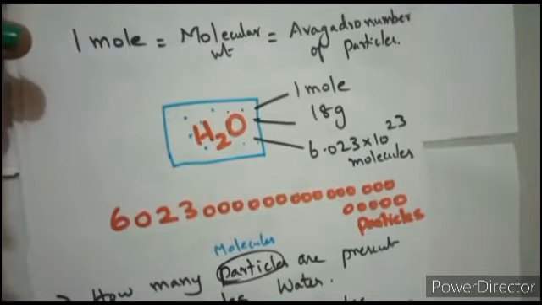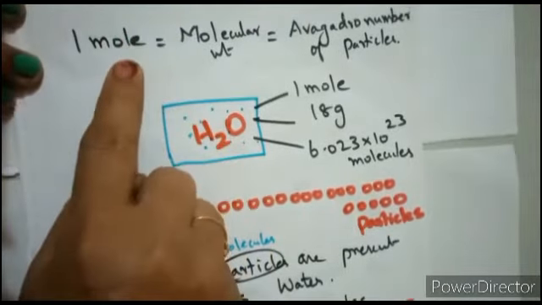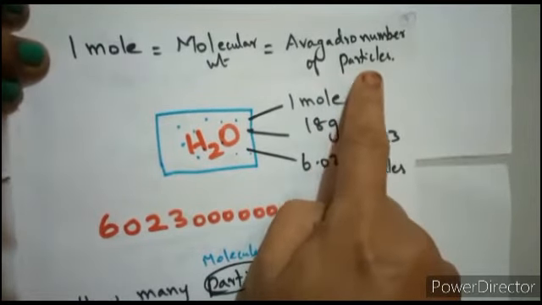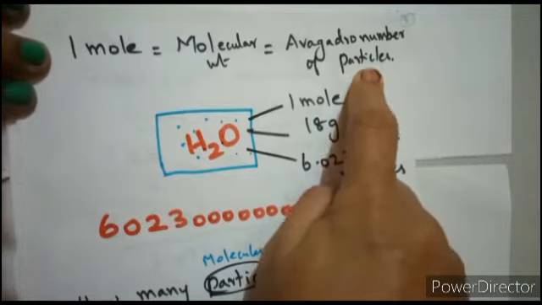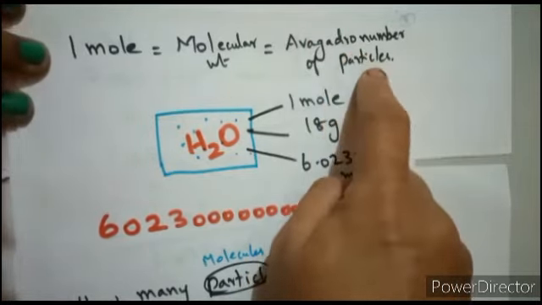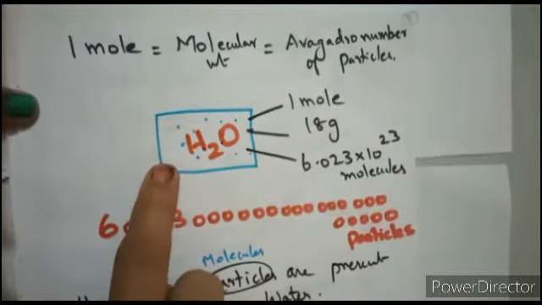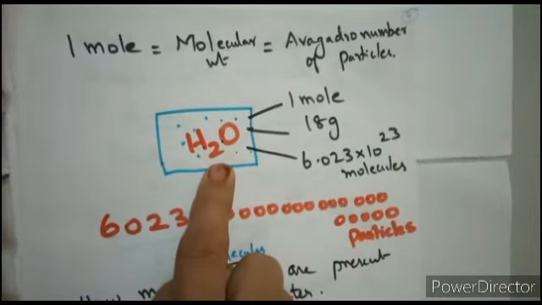There is also another way to express the molecular weight of a substance. As we know, 1 mole is equal to the molecular weight. It is also equal to the Avogadro number of particles. This number was invented by a scientist called Avogadro, and it was given his name as a remembrance. So when I say water, it is made up of molecules. Not only water, any substance in this world is made up of molecules.